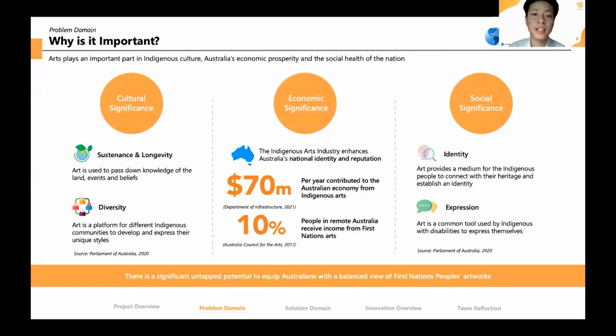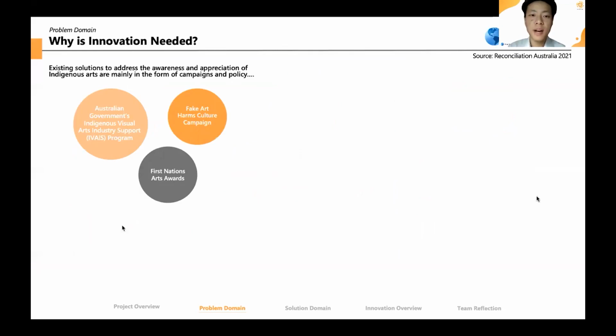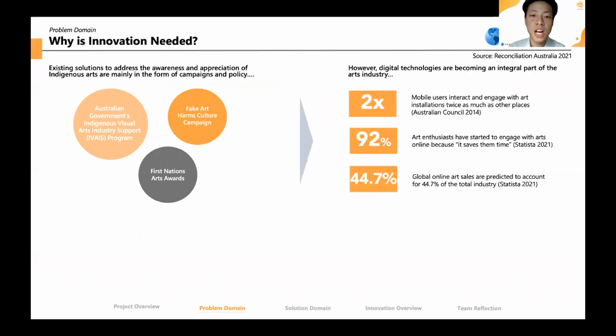Hence, there is a significant untapped potential to equip Australians with a balanced view of First Nations people's artwork. Despite many initiatives aligned to the 2021 Reconciliation Australia strategy to reduce the gap between Indigenous Australians and the broader community, the outcomes have always fallen short of the desired goals. A change in methodology is a must, and luckily, the advent of digital technology in the arts industry has provided an exciting opportunity to communicate Indigenous culture.